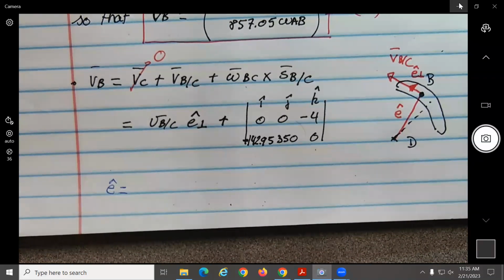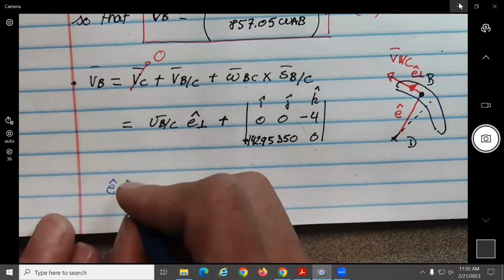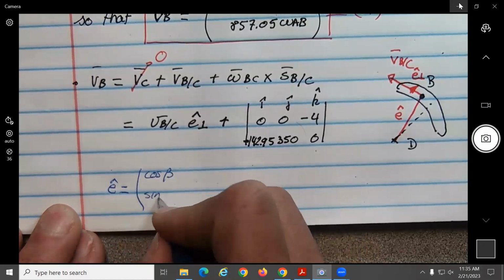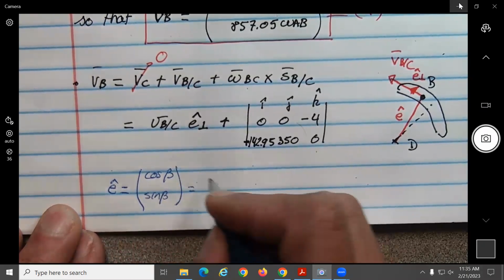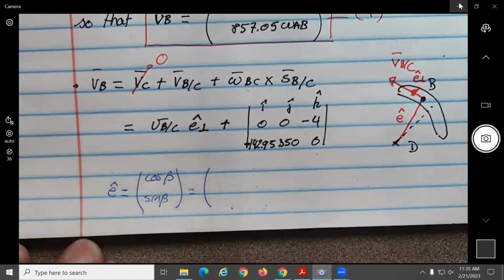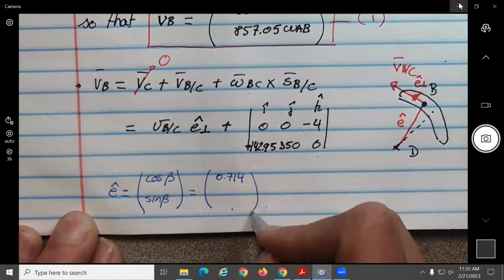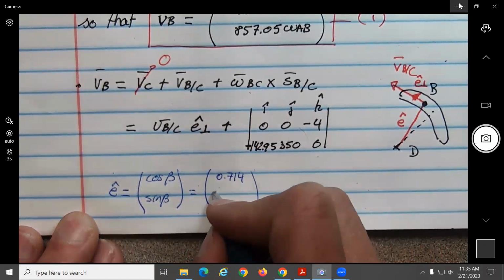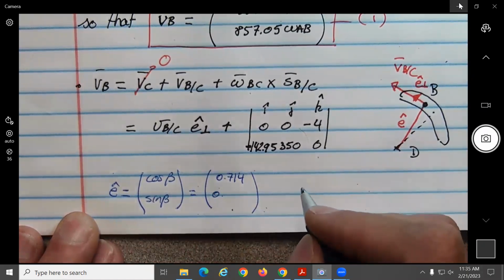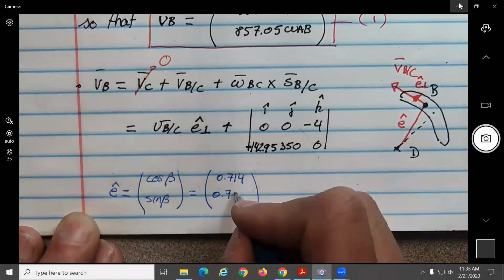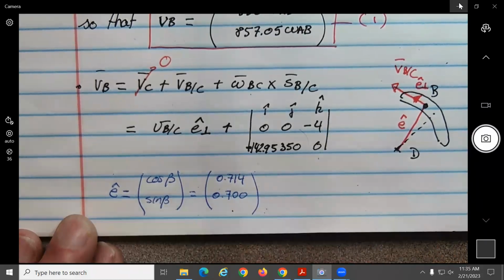We have the angle, so just bring it down to the B, cosine beta, sin beta. So give me the values because it's going to be easier. Switch the values easily on the cosines, so cosine 0.714, 0.690, 0.700. Okay, you do the math.